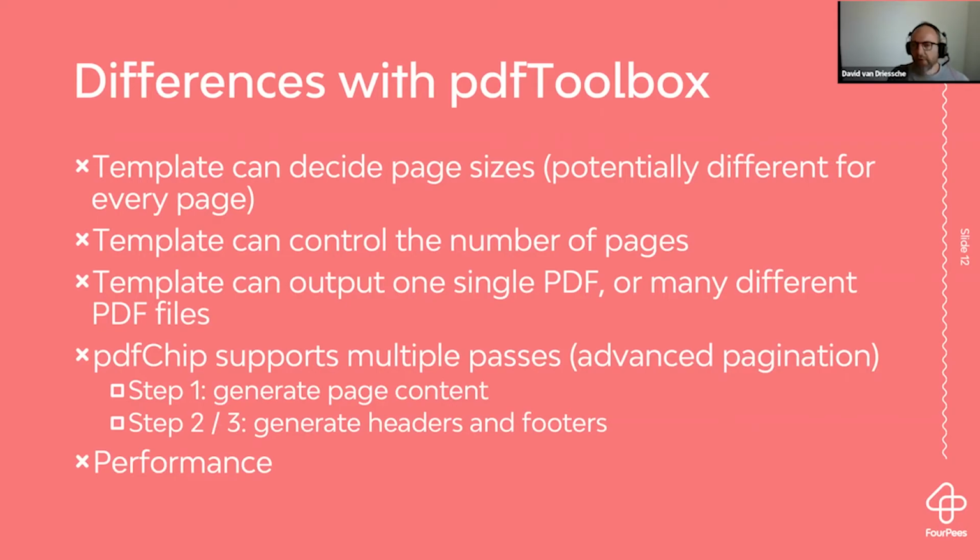And then also a very important difference is that pdfChip supports advanced pagination, and this is implemented using a multiple pass technology. What do you need this for? Well, a typical example, we have customers who use pdfChip to generate invoices. So the input is, for example, an XML file or a JSON file that comes out of an accounting system. And they use pdfChip to, on the fly, create PDF invoices from that information.